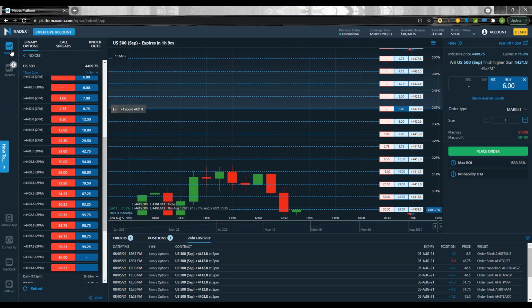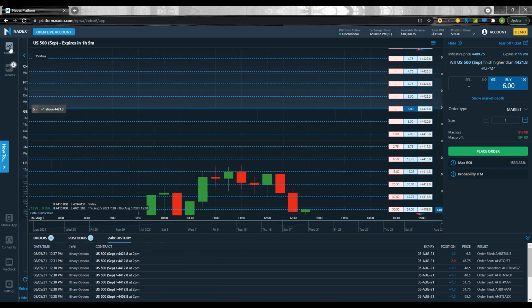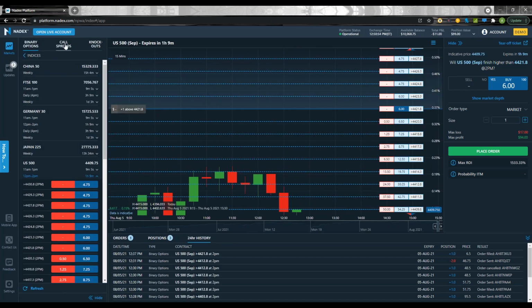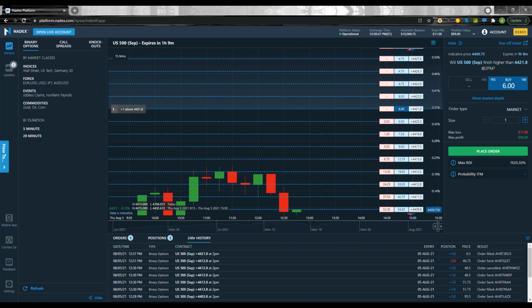So very, very finally, we have this left-hand column here. The markets one is the default one. That's going to bring up all your different markets, right? Moving on down, we have our updates, and you can see I have a little 2 here because I actually haven't checked this account in a while.